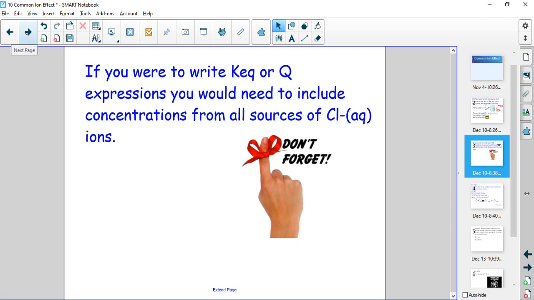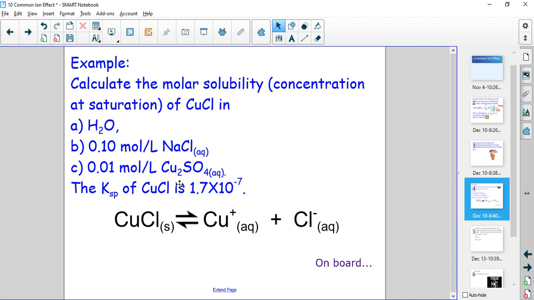Okay, moving on. So in this example, it's asking us to calculate the molar solubility, which really means the concentration at saturation. So I know in the last slide I referred to Q. Now, we're not really going to need to do that because the question is asking us for concentration at saturation. So we don't need to worry about Q. It's not asking us that kind of question.